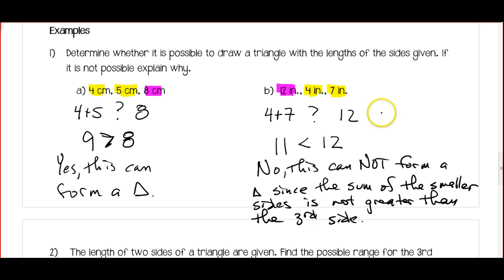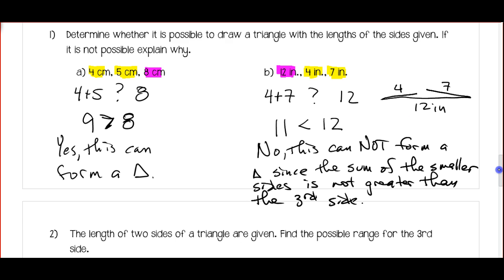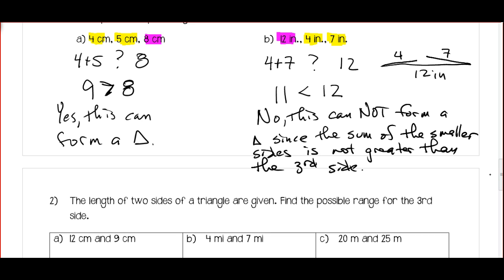Okay, so if I had a segment here that was 12 inches, and then I had one that was 4, if I put it over here, that would be 4, and if I put one over here, that would be 7, and we see that we would have this gap in here because 4 and 7 won't make up the side that's 12. Okay, as always, if you have questions, make sure you pause the video and write those down and ask me the next time you see me.